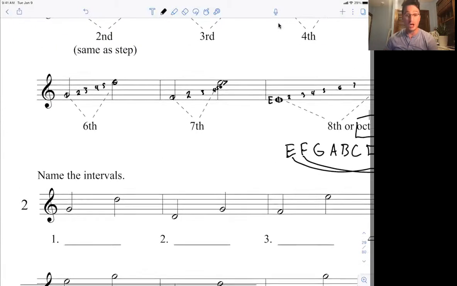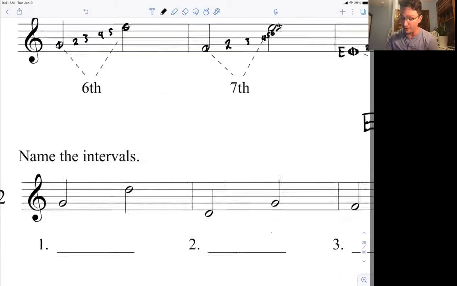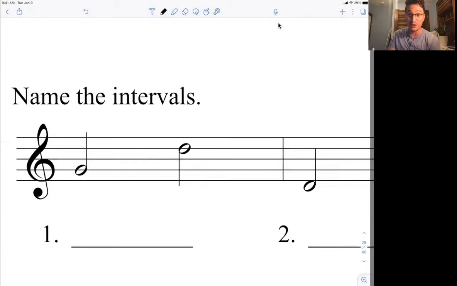Okay. So again, the key thing that you have to remember whenever you're doing intervals is you have to count the notes that you're using, or the note that it starts on and the note that it finishes on. So you always count your first note, which is your lowest note, 2, 3, 4, 5. That's a fifth.